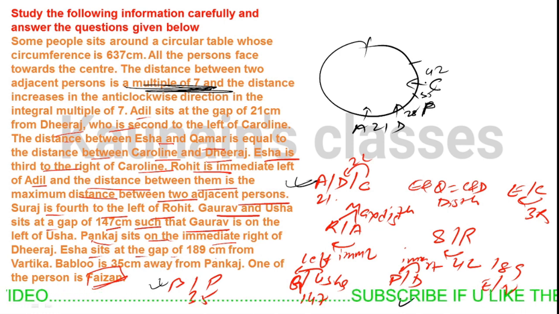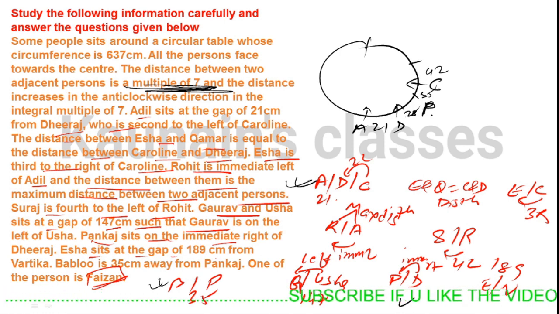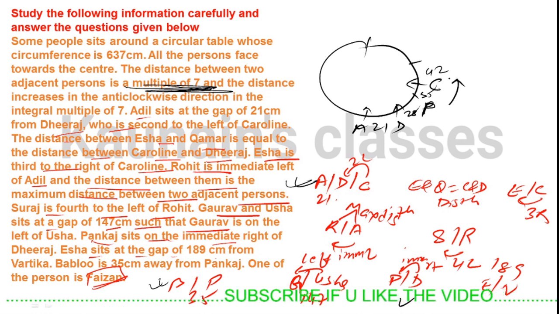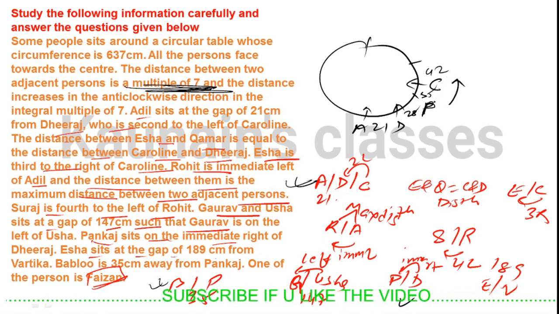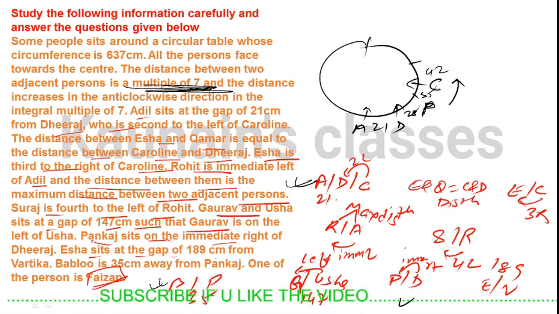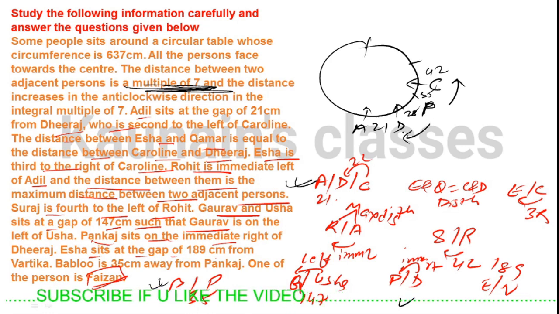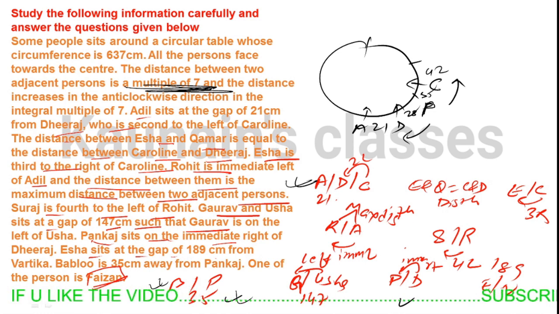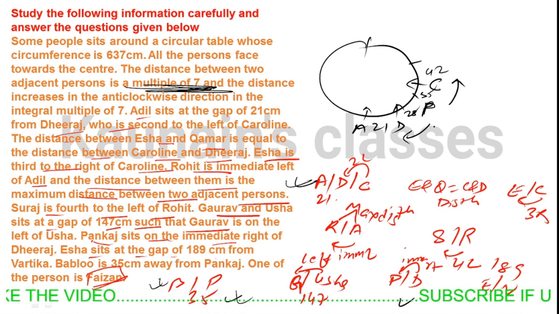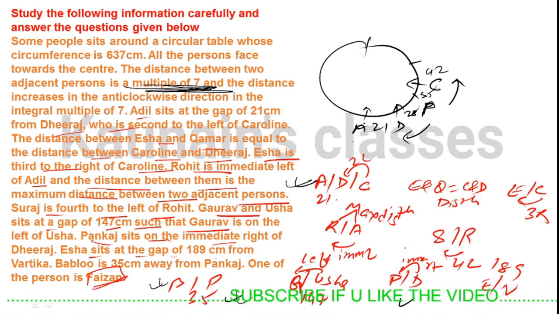So we will not be able to place Bablu here, because if we move in the upper direction, we will have more gap between B and P, and if we move in this direction, we can't place him. We will not have a distance of 35 centimeter. There is also no place to place B in the lower part. Okay, so this case is eliminated.